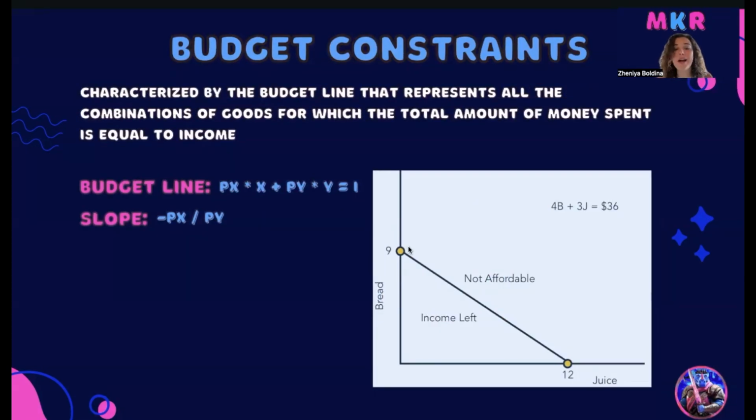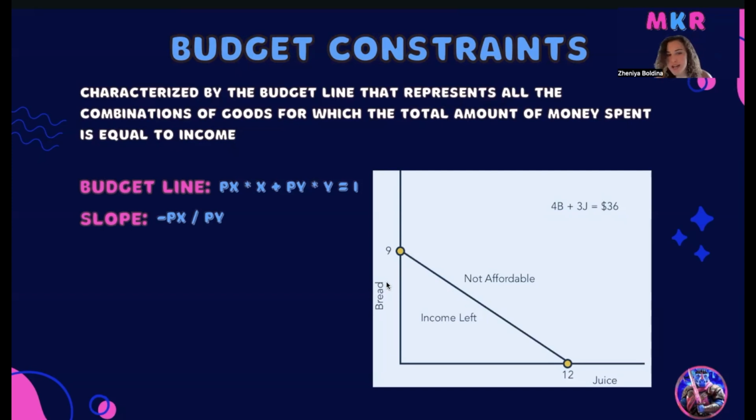In order to fully grasp the concept of consumer choice and how to make the optimal decision, we'll now look at the second part, which is budget constraints, and then we'll combine the two together, utility and budget constraints. Budget constraints are characterized by the budget line, which is depicted right here, that represents all the combinations of goods for which the total amount of money spent is equal to income.